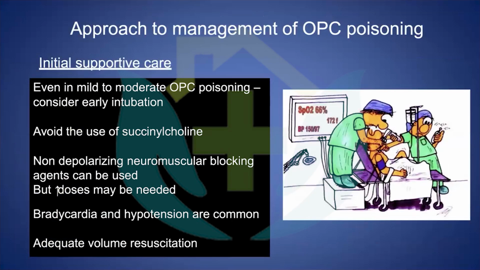Approach to management: initial supportive care again. The first step is to clean the patient and prevent further exposure, and second, take care of ABC. Even in mild and moderate OPC poisoning, consider early intubation. Avoid succinylcholine, because if you use succinylcholine, it can cause more fasciculation and a prolonged effect.